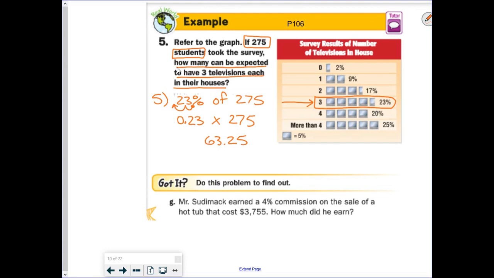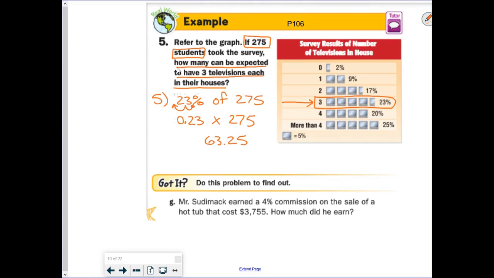I need to go back to my problem and make sure that that answers the question that's being asked. It says, refer to the graph. If 275 students took the survey, how many can be expected to have 3 televisions each in their houses? Well, 63.25 has a decimal in it, but we're talking about the number of students. So we need to consider whether or not this indicates 63 students or 64 students. Is this one where we have to round up or have to round down?